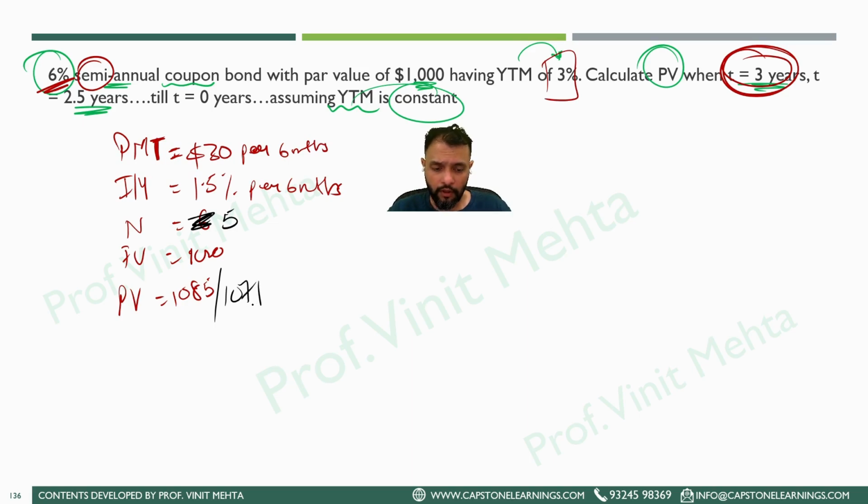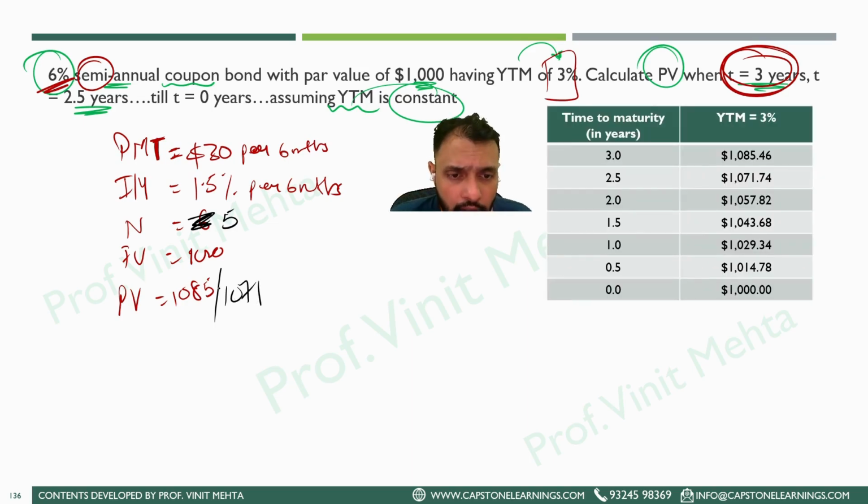1071. This is the answer you will get if you calculate the price of the bond when 3 years are left to maturity, 2.5 years, 2 years, and so on. And what you need to notice, guys, is that the price of the bond, which starts at 1085, is a premium bond. It continues to stay at a premium throughout its life.